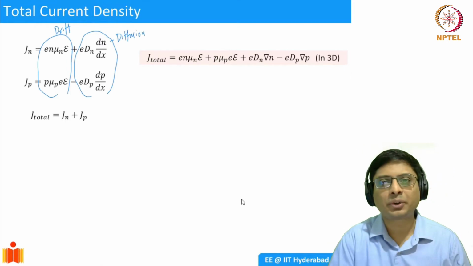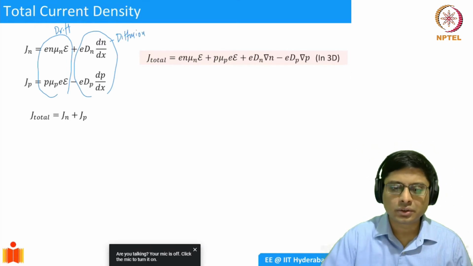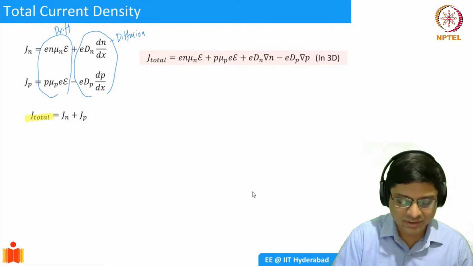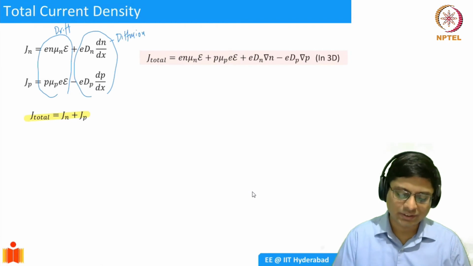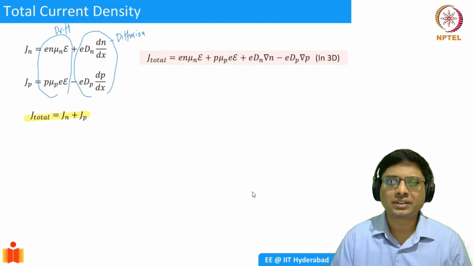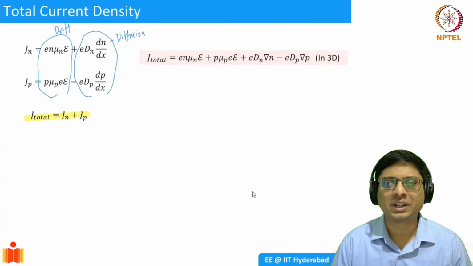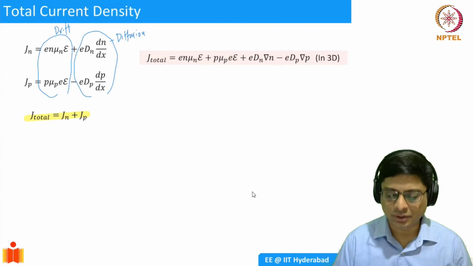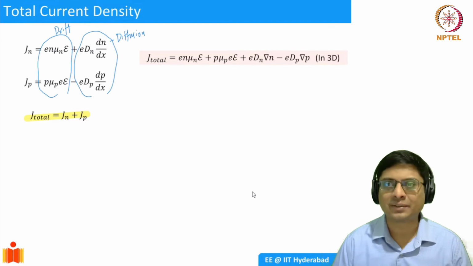So you have the electron contribution and the hole contribution. You can sum up all of it and write it as this expression here. This is for one dimension. Typically, we will only deal with one dimension. Two dimensions is very difficult to solve analytically, and it's not going to give us any more insight. So most of the time, we'll use one-dimensional equations.